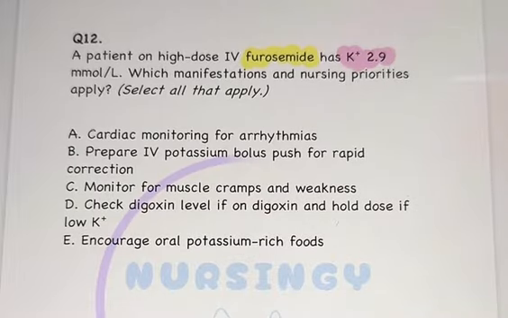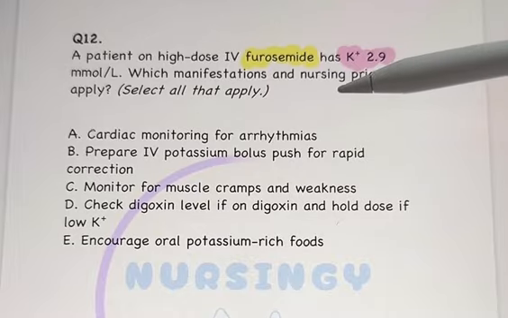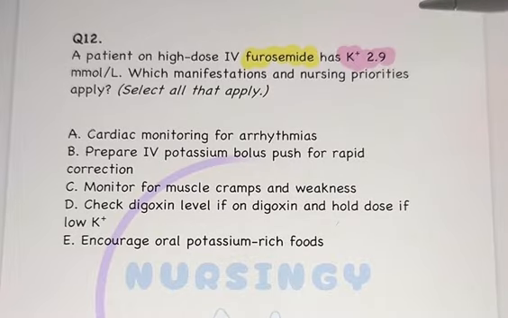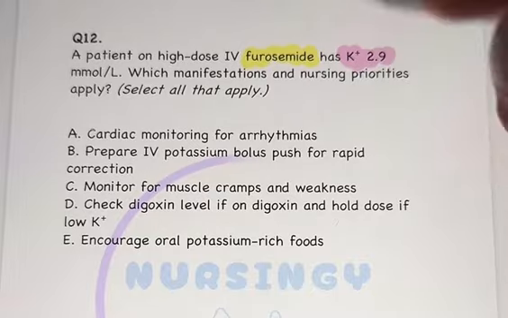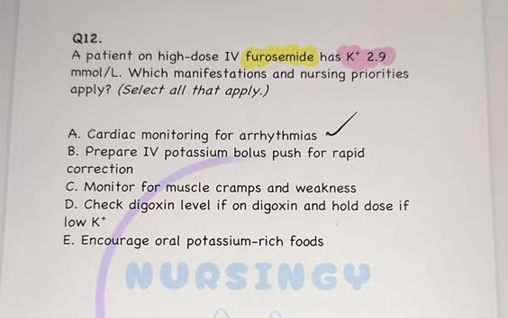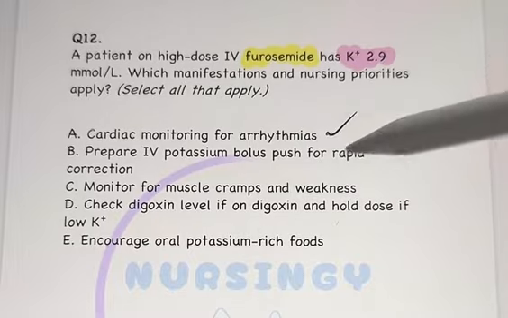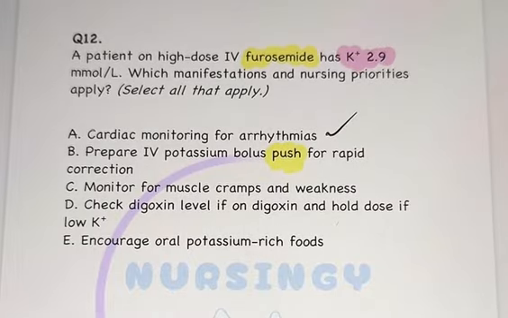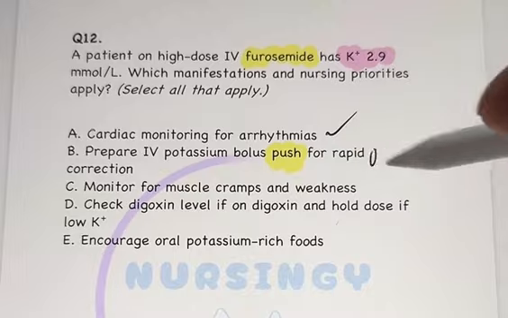Do we need to monitor rhythms in hypokalemia? Yes, because hypokalemia can cause life-threatening arrhythmias, such as you will see U waves, flattened T waves, and ventricular arrhythmia. Patient can go into PVCs, VFib. Prepare IV potassium bolus push for rapid correction. So this is again nothing fast. This is push. We never do push. So B is no.